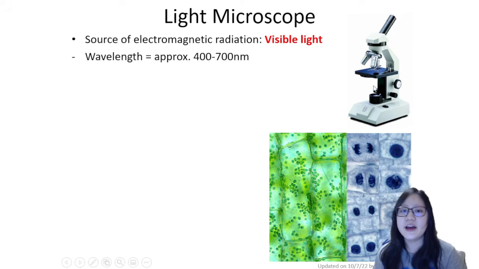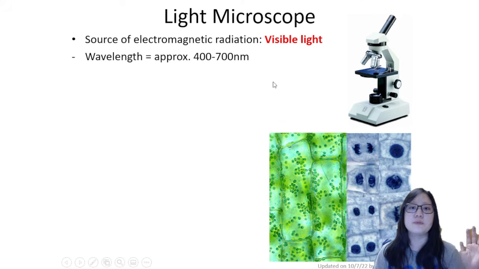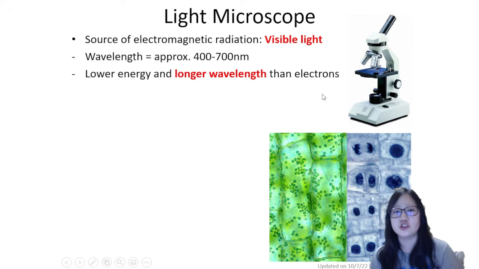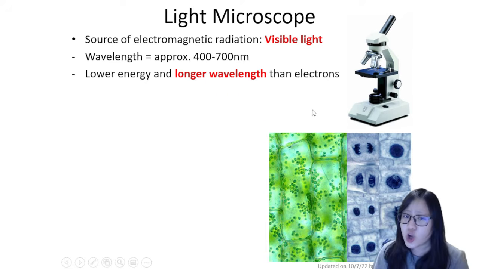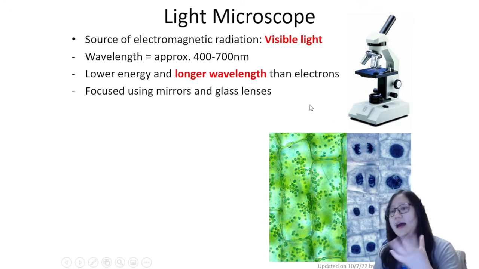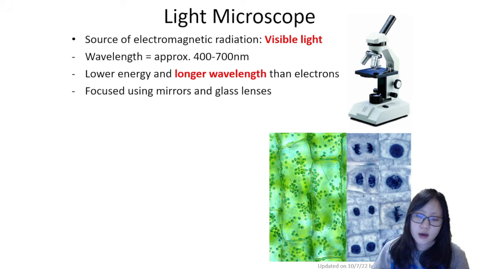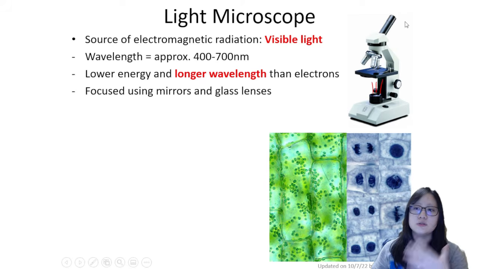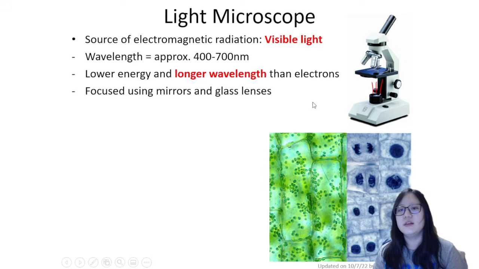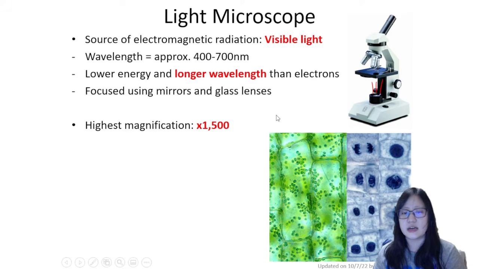Anyways, the wavelength of electromagnetic radiation here is approximately 400 to 700 nanometers, and it has much lower energy, okay, much longer wavelengths than the electrons, and the light is mostly focused using mirrors and glass lenses to direct it. In this case, the light is directed upwards and into the lens and into your eyes. Now, this results in a picture that you see through the eyepiece, which is here.